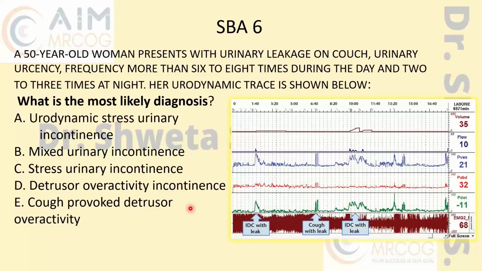Okay. So PDET. This is the green one, no? It's written minus 11. Yes, this is PDET, the green one. So that one, what is IDC with leak? IDC is idiopathic detrusor contraction with leak. And this is cough with leak. Then cough with leak, and then again idiopathic detrusor contraction with leak.